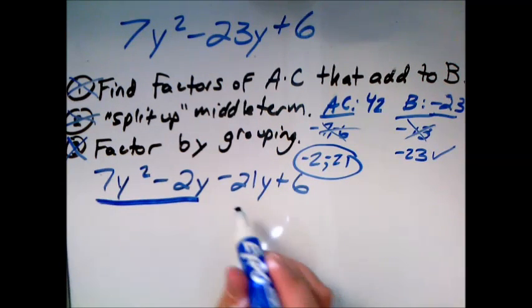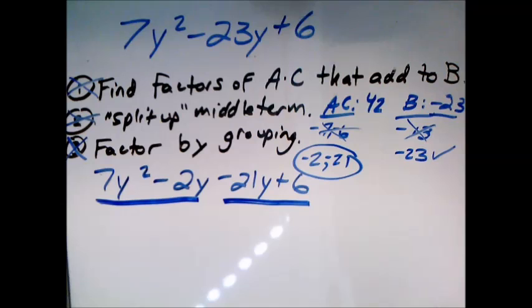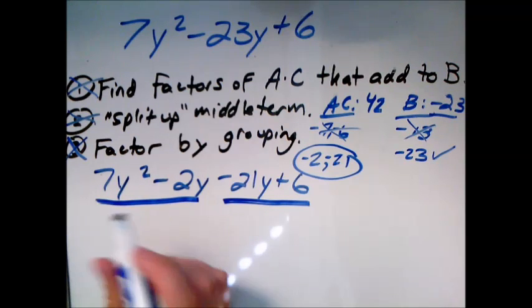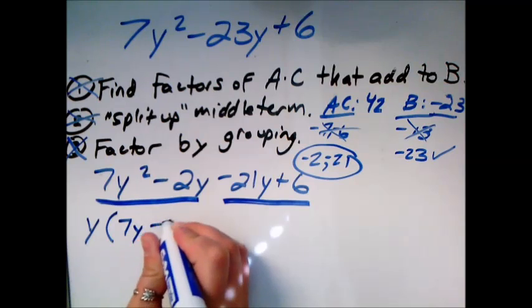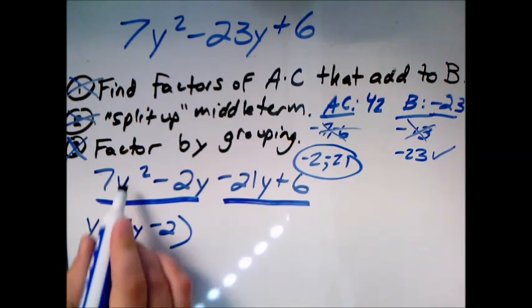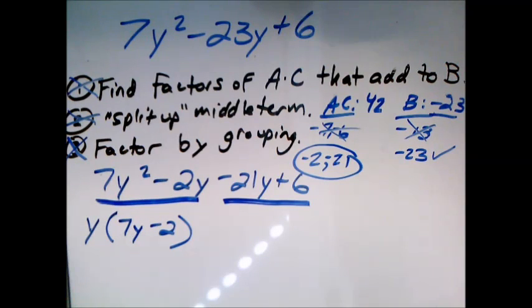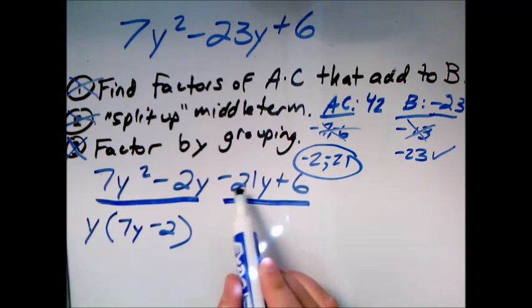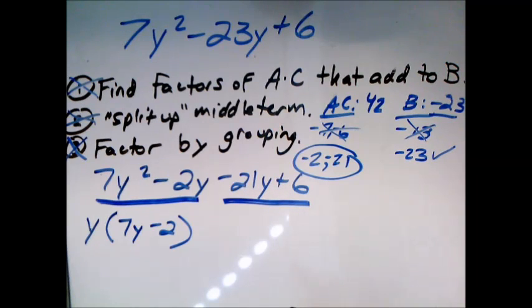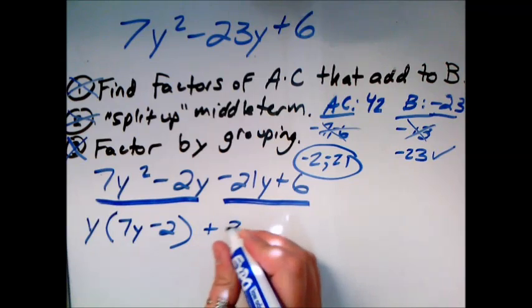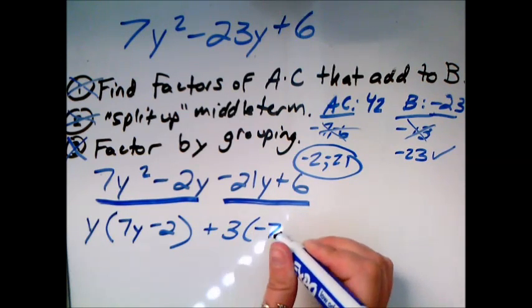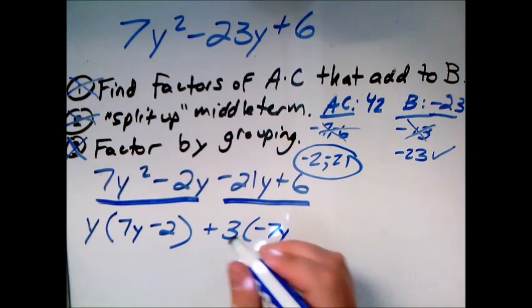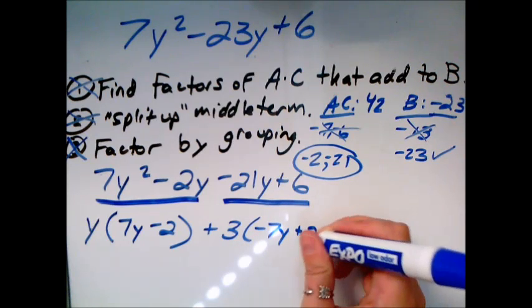So what can we factor out of those two? 7 and 2 don't have any common factors, so it looks like I can just pull out a y, and I'm left with 7y minus 2. Y squared, 2 times y is negative 2y. All right, then here, 21 and 6, I can factor 3 out of both of them. And I'm left with 3 times negative 7 gives you negative 21, and 3 times 2 gives you 6.